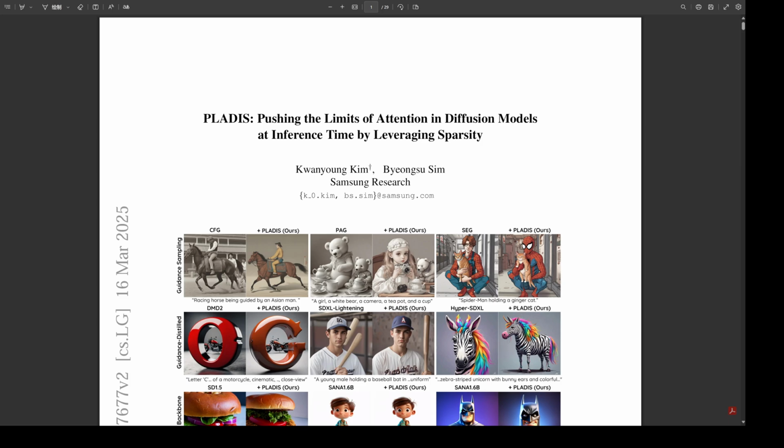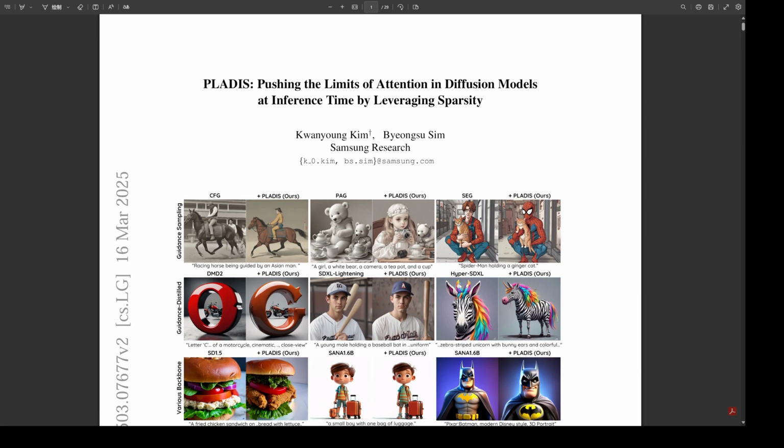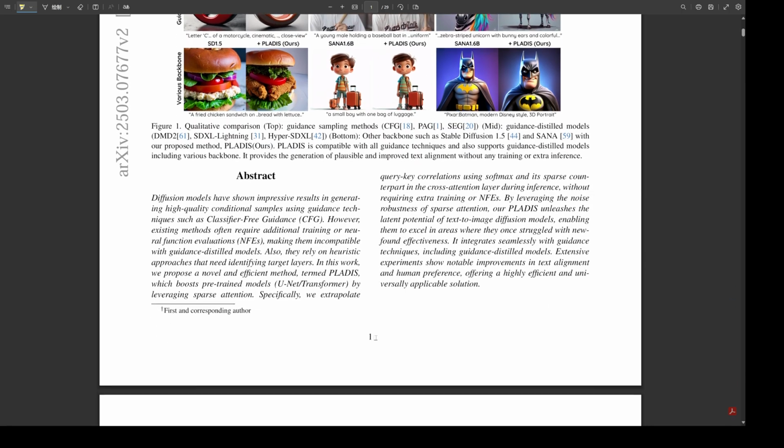So this PLADIS paper, right? The core idea is about making the attention part of AI image generators, specifically the bit that links your text to the picture, more selective or sparse. Okay, let's unpack this sparsity thing. Instead of the AI looking at every single possible connection, it focuses on only the most important ones. Think of it like highlighting the key words in a sentence.